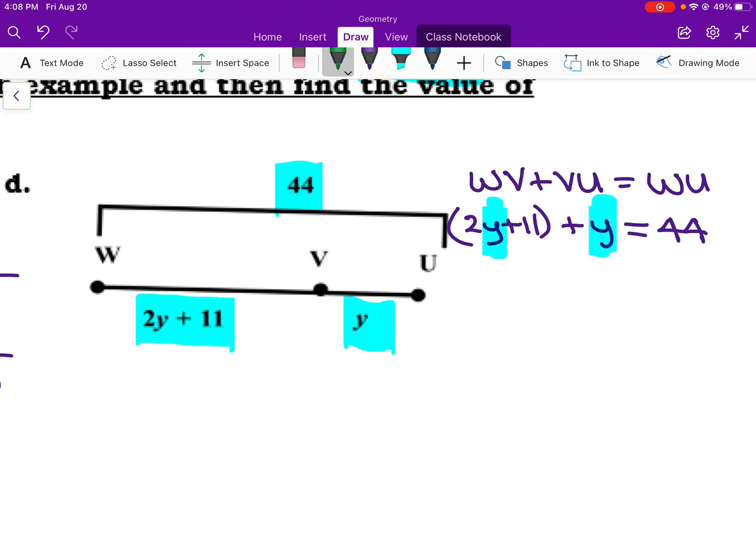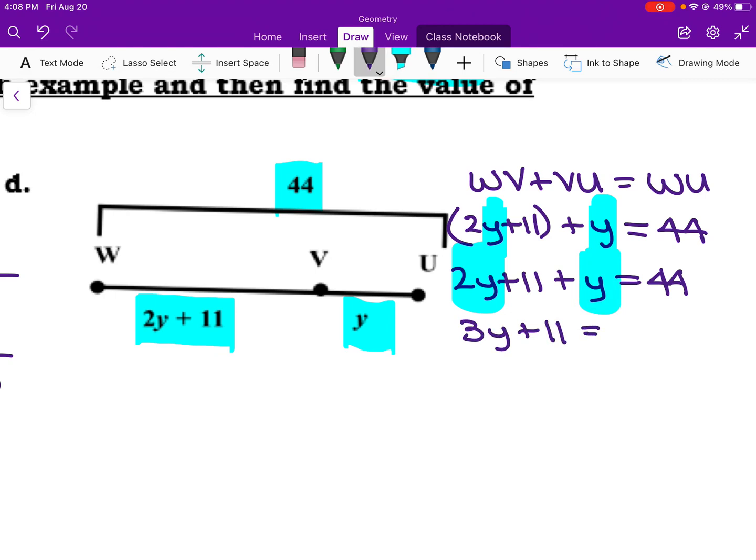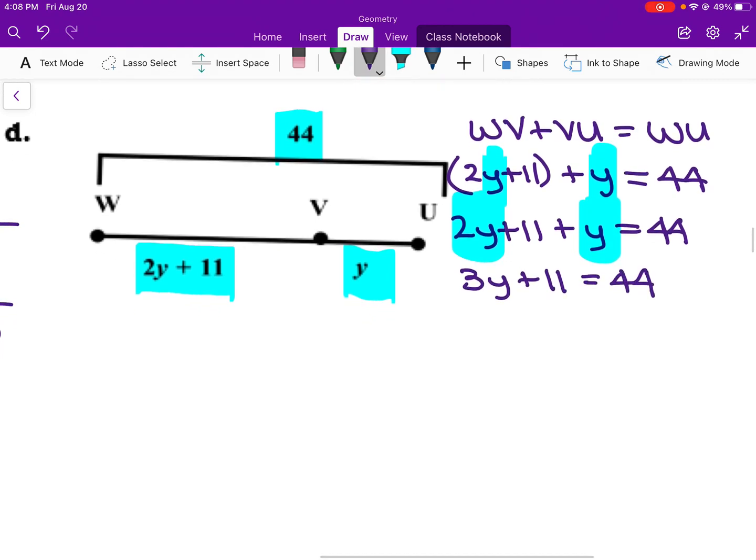I'm also seeing that I have two terms with y's. So let's go ahead and drop our parentheses first. 2y plus 11 plus y equals 44. And I want to combine my y's, 2y and 1y, together making 3y plus 11 equals 44. And once again, I've created an equation to solve.